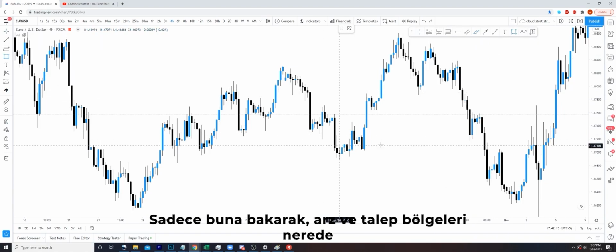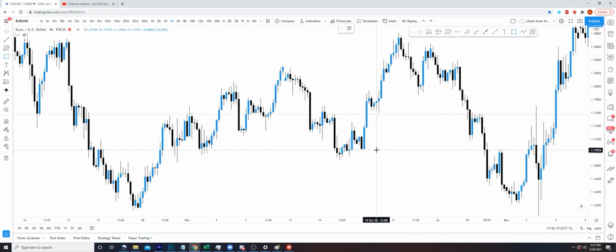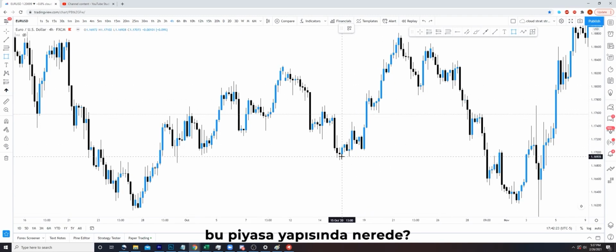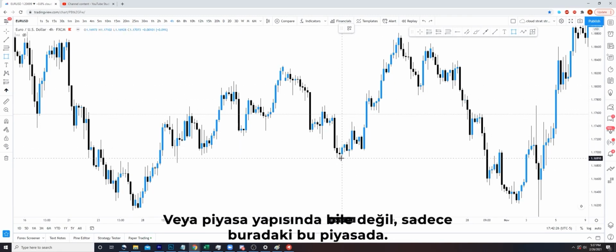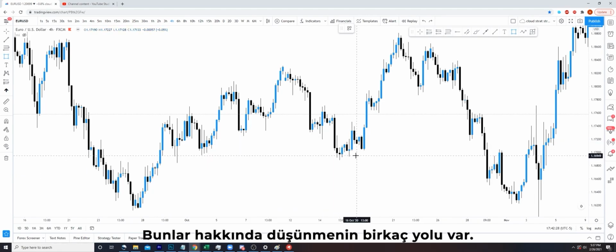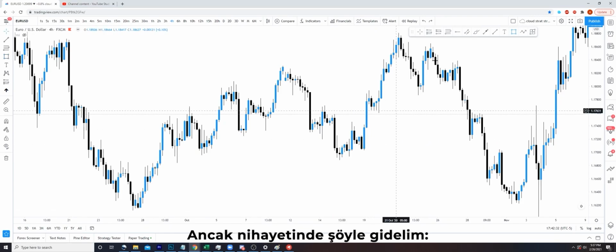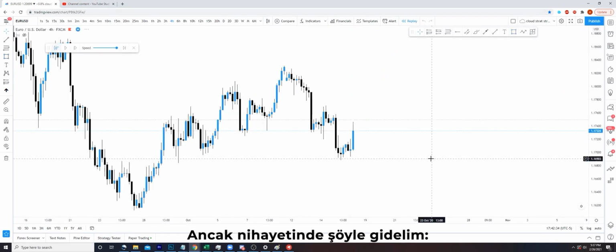Now, just looking at this, where are the supply and demand zones, or in this case, because we're bullish, demand zones that exist in this market structure right here? Or not even the market structure, just in this market right here, okay? Well, there's a few ways to think about them, so we are going to have to talk about that in the future. But ultimately, let's go like this.